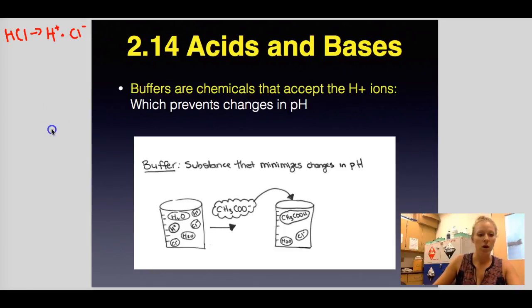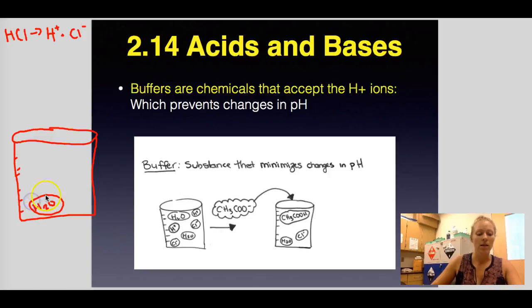So let me draw my beaker here, and then we're going to draw our measurement lines. And in here we have water, and then what I'm going to do is draw in the acetate, or the chemical, the molecule that's going to accept hydrogen ions.